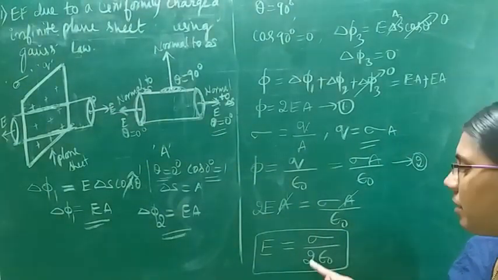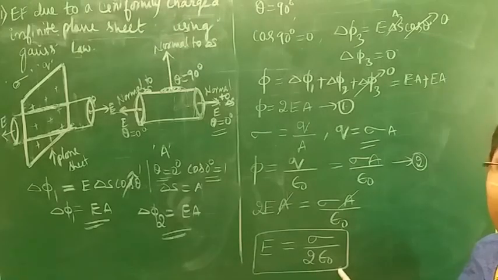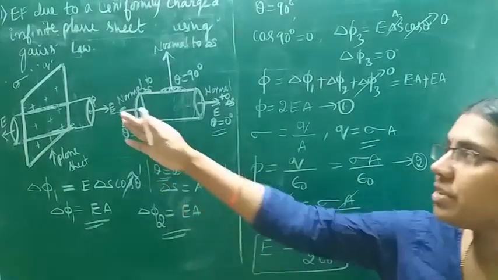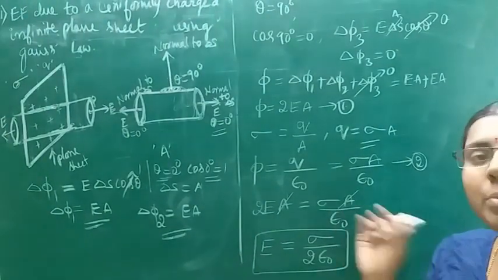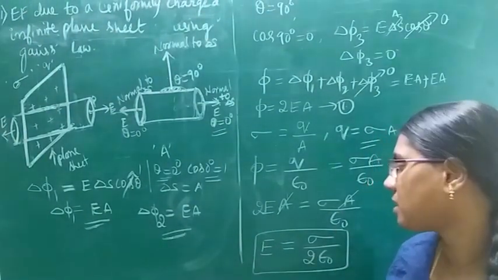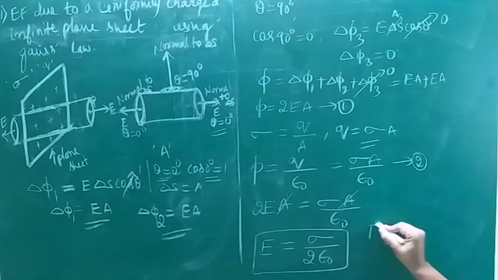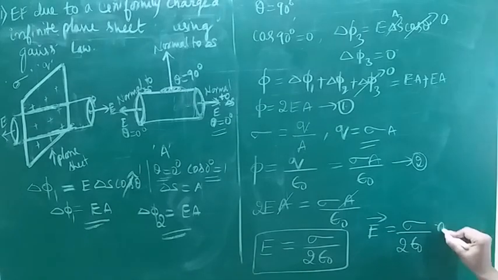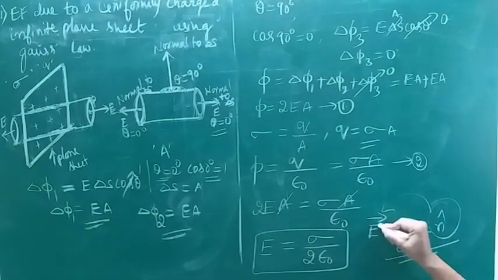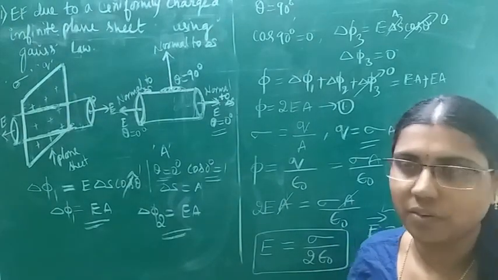That is given by E is equal to sigma by 2 epsilon naught, where sigma is the surface charge density of the plane sheet and epsilon naught is the permittivity of free space. In vector form, we write the same expression as vector E is equal to sigma by 2 epsilon naught into n cap, where n cap is the unit vector acting along the direction of this electric field.